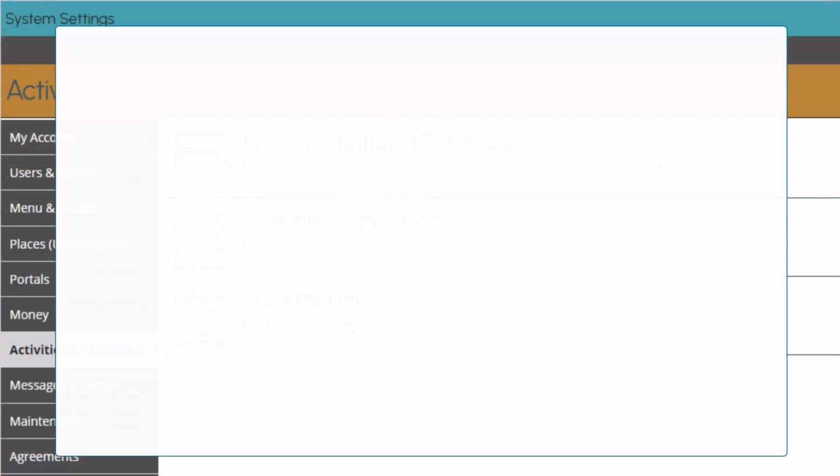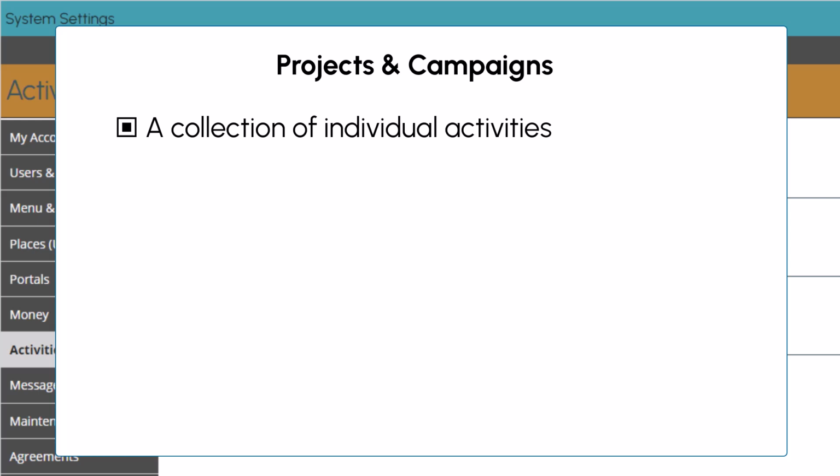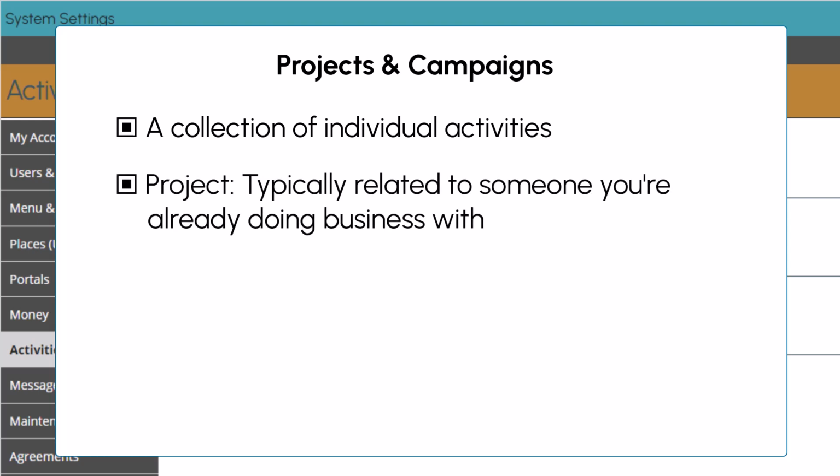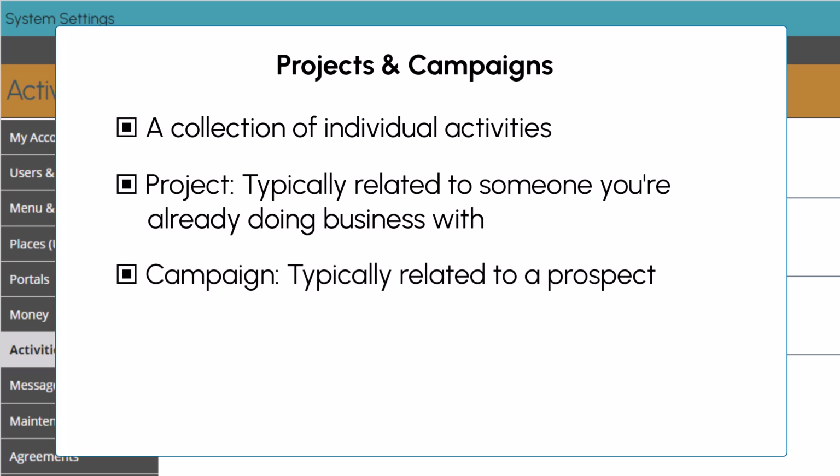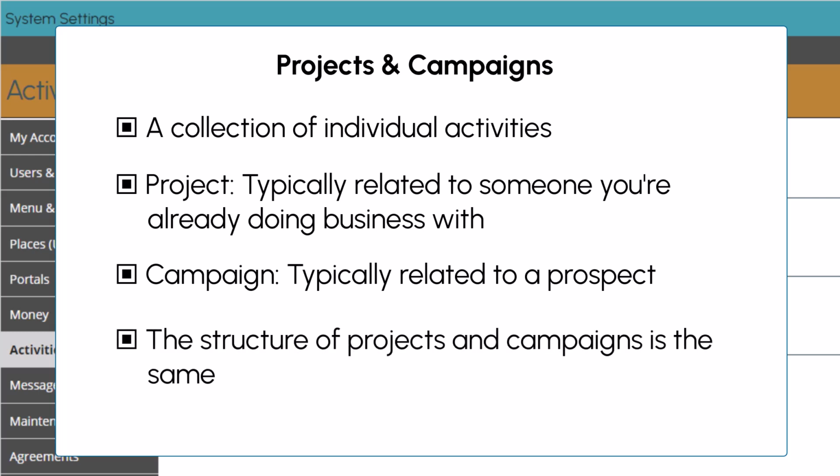Let's get into the next, and final, big thing in activities: projects and campaigns. As we mentioned earlier, a project or campaign is simply a series of various activities grouped together. Typically, most people think of a project as something you do for your company or someone you're already doing business with, while a campaign is for prospects. However, that's just one way to look at it, not in any way a rule. Structurally, projects and campaigns are the same thing, a group of activities to be done in relation to each other.